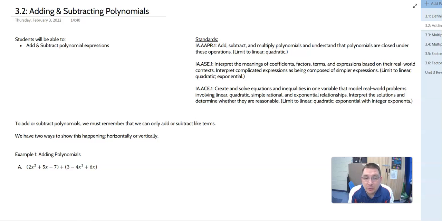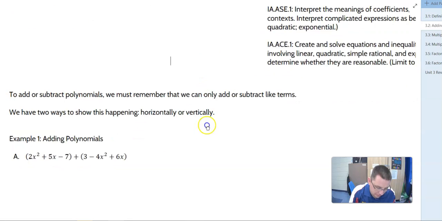And then create and solve equations and inequalities in one variable that model real-world problems and be able to interpret those solutions and determine if they're reasonable or not. And so we're looking at a couple examples today on how we add or subtract polynomials. So let's go ahead and look at what we need to see.